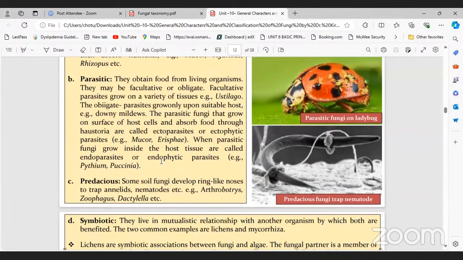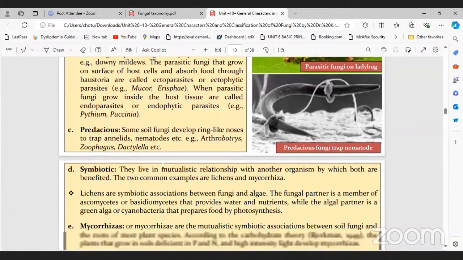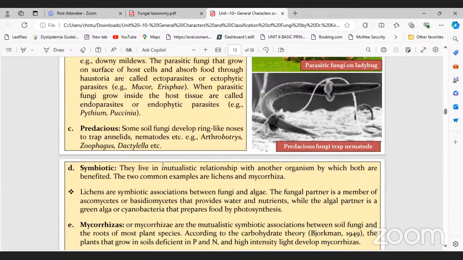After that, the third one, predaceous fungi. Some soil fungi develop ring-like nooses to trap nematodes and annelids. You can observe in the picture: this soil fungus develops ring-like nooses to trap annelids and nematodes. Best examples are Arthrobotrys, Zoophagus, Dactylella, etc.